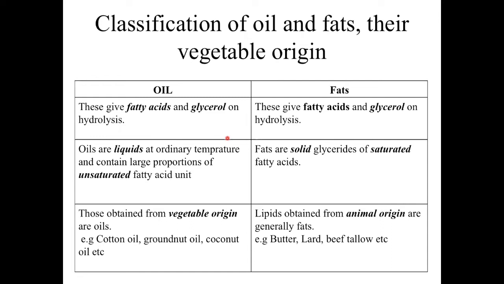When we consider oil, it is a liquid. At ordinary temperature, oils behave as a liquid substance, but fats behave as a solid substance. This is because of saturated fatty acids in fats, and if it is oil, then it is unsaturated fatty acids. Point number 3, those obtained from vegetable origins are oils, that means coconut oil, groundnut oil, cotton oil, etc. These are the simple oils. Butter, lard, beef tallow, etc. are of animal origin, and they are considered fats. As you know, these are all solids. So fats means solids, while oils means liquids.